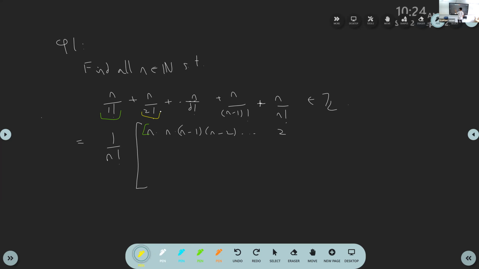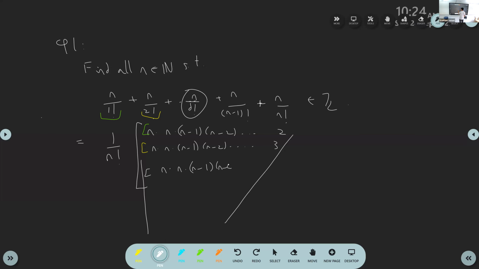The second term will become, all the way up to 3. So you see it will look like a pyramid. Every time the number of terms will keep decreasing, right? In general, for the d term, the d term will expand to n into n minus 1, n minus 2. What will be the last term of this series for the d term? It will be d plus 1, right? So the sum of all of this is the bracket after you take the LCM.